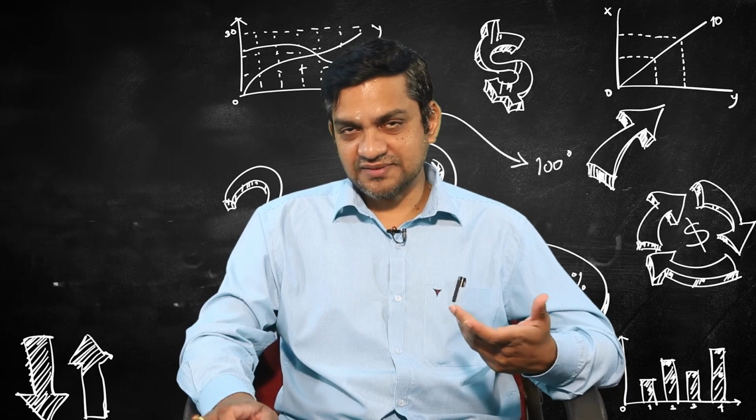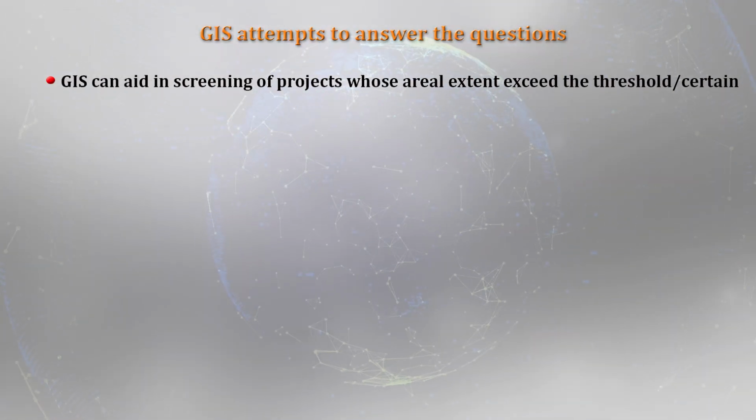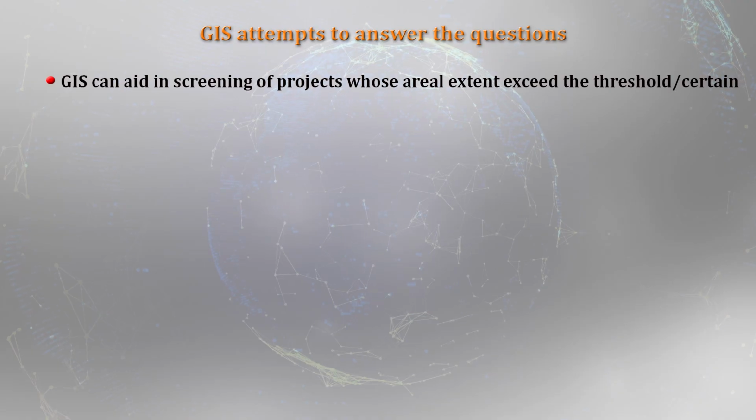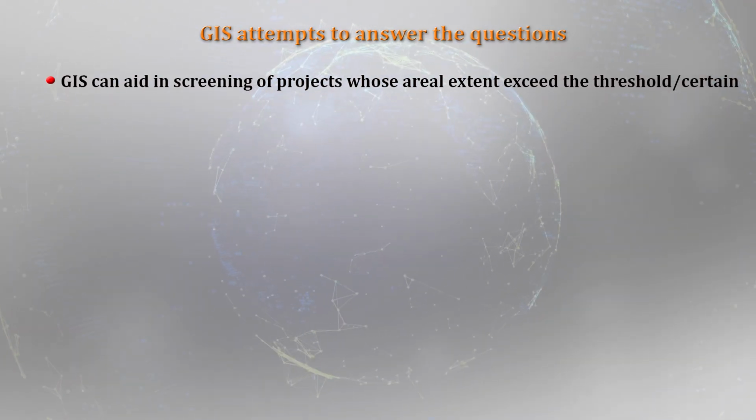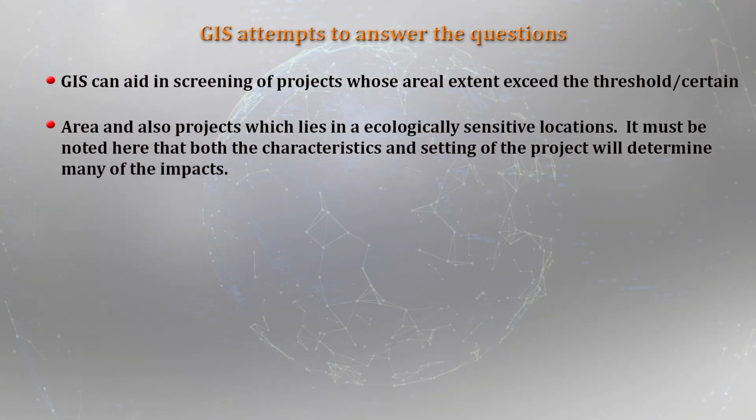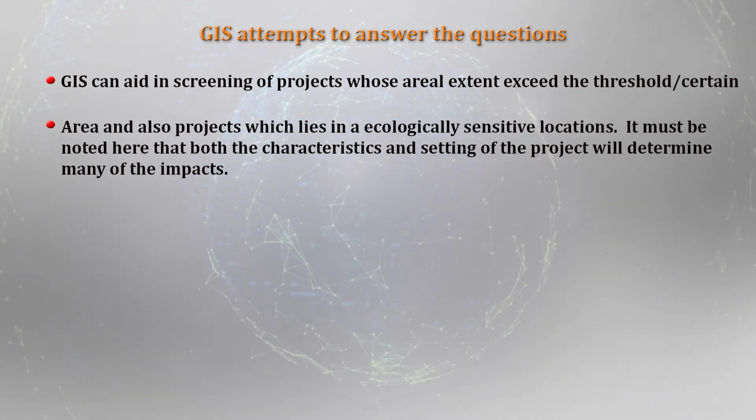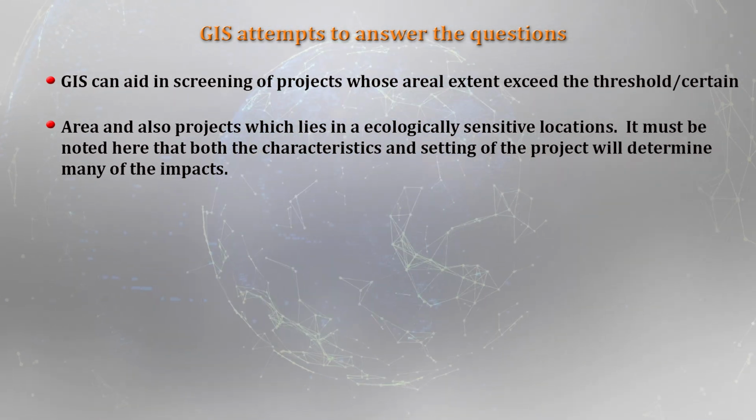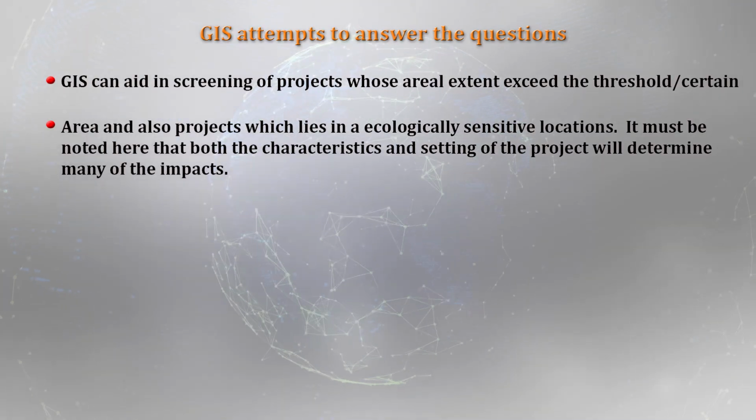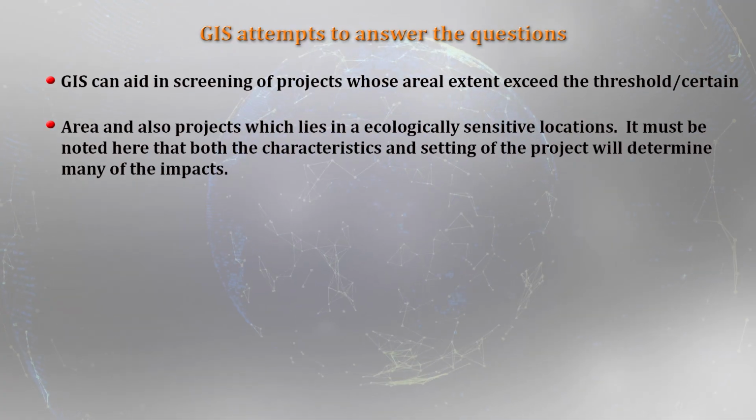Okay. Then when you look at the screening of projects, certain examples are there. GIS can aid in screening of projects whose areal extent exceeds certain limits, certain thresholds. And GIS can also be used for projects which lie in ecologically sensitive locations. In that case EIA is very, very essential, and when you talk about any project in an ecologically sensitive area, GIS can be very, very useful.